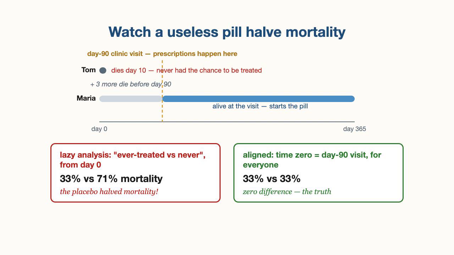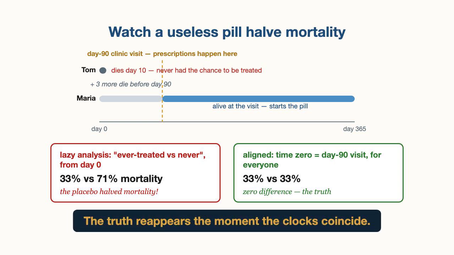Time 0 at the day 90 visit. Classify everyone by what they did at that visit. Count deaths from that day forward. 33% versus 33%. Zero difference. The truth reappears the moment the clocks coincide.